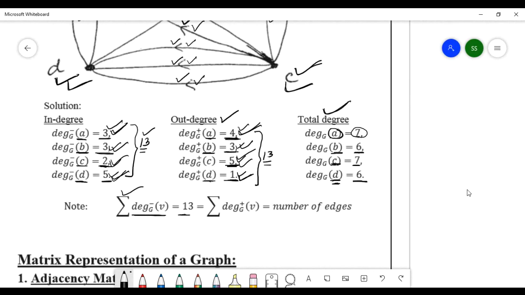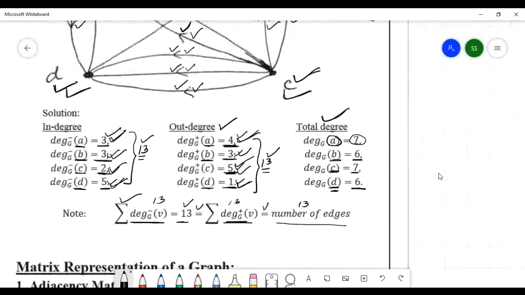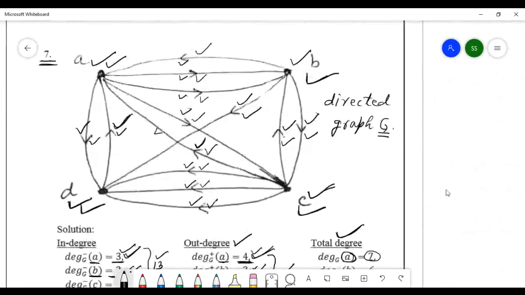So the in degree total is 13 and the out degree total is 13. Out degree and in degree here, 13 and 13, are equal. Now this is equal to the number of edges, which must be 13. This 13 and this 13, all must be 13, the number of edges. So count the number of edges. Count the number of edges here.